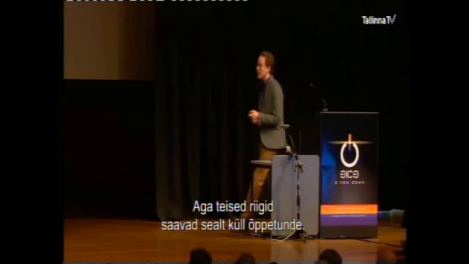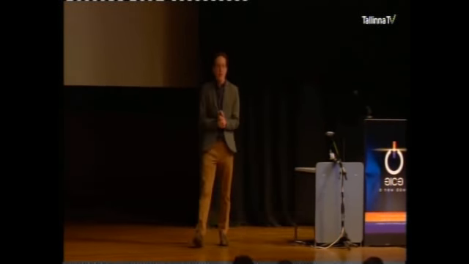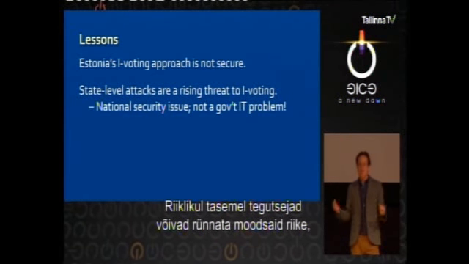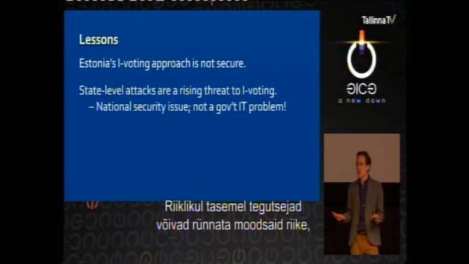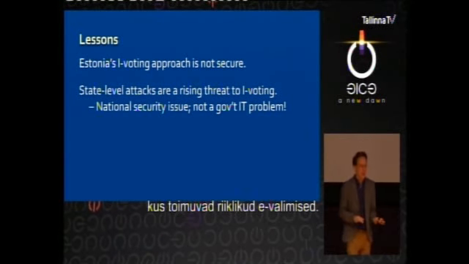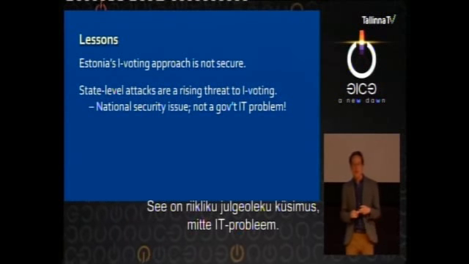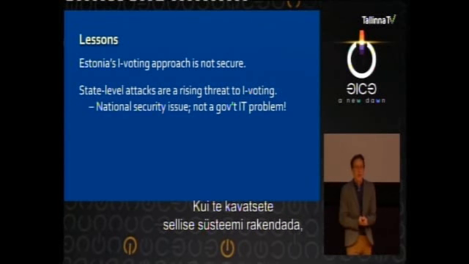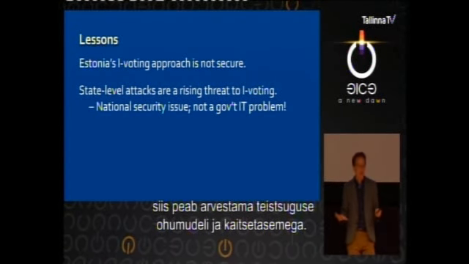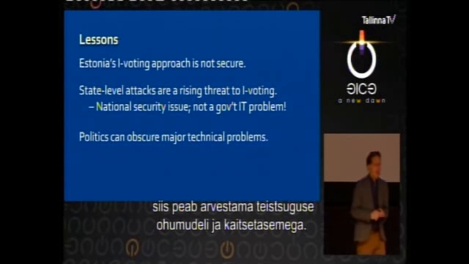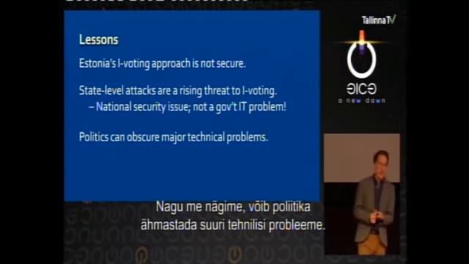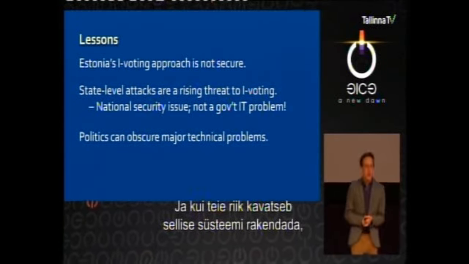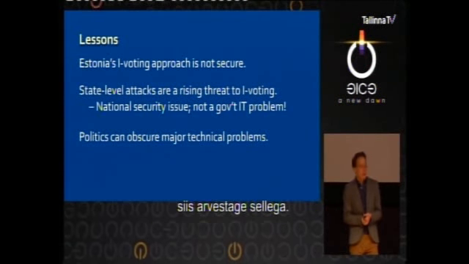However, we can take away some lessons for other countries. The i-voting system is in fact not secure against the kind of national threats, state-level actors that could potentially be targeting modern countries conducting national-level e-voting. It's a national security issue, not an IT problem. And so if you're even thinking of implementing such a system, you need to be pursuing a totally different threat model and level of defense. Politics, unfortunately, as we saw, can obscure major technical problems. And if your country is considering adopting such a system, please be wary of that.